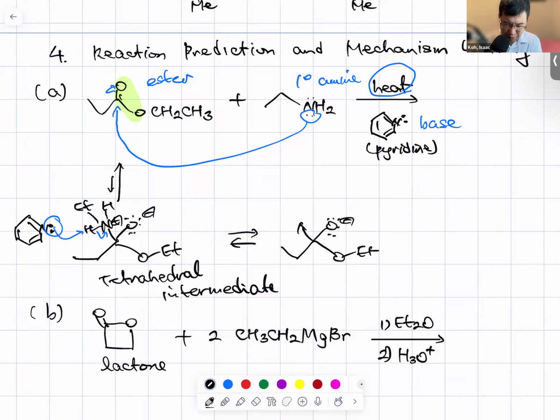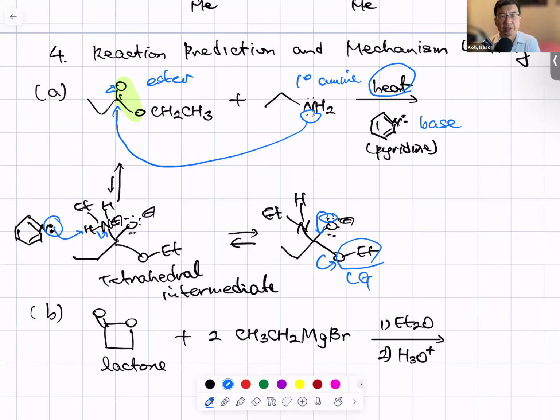Acid-base reaction occurs. Nitrogen now. It is ethyl group. Let me draw. It is ethyl group, and it is hydrogen, and the lone pair is now coming down, and we have a leaving group. This is leaving group.